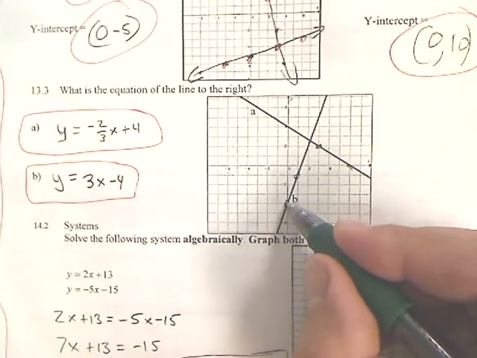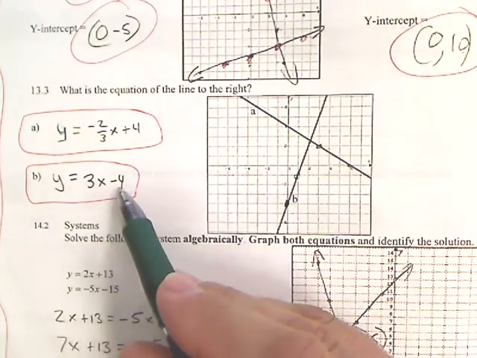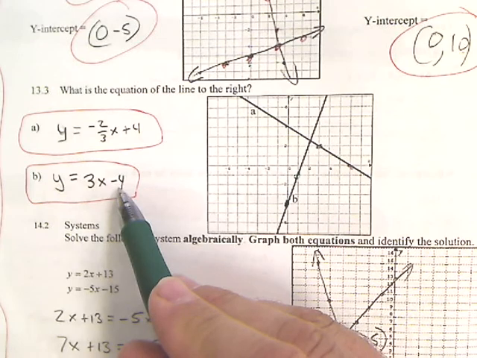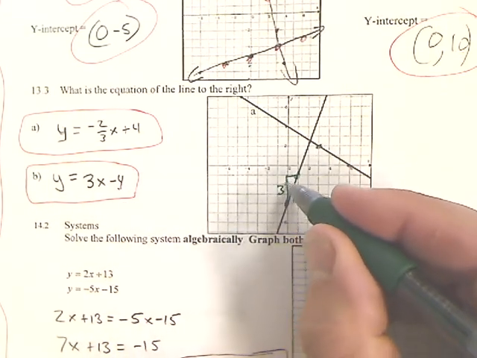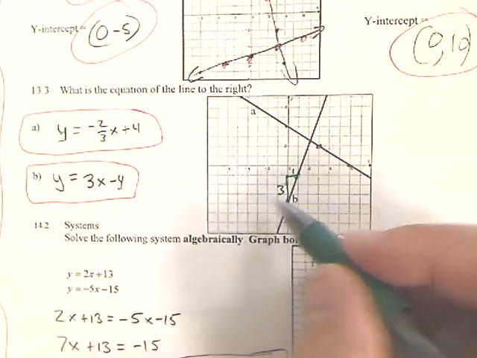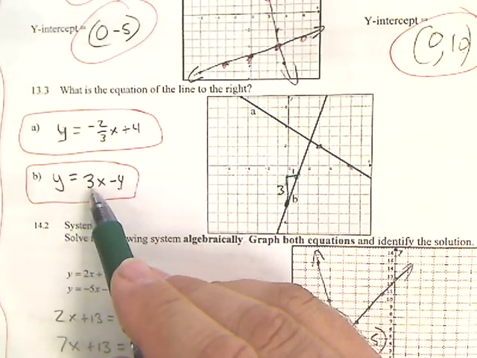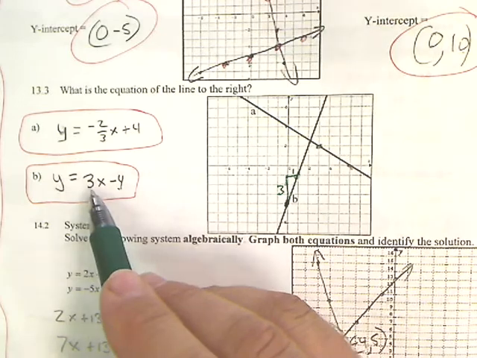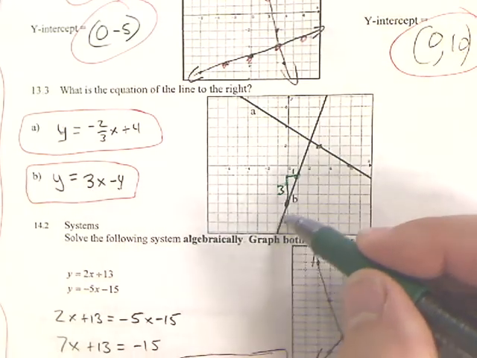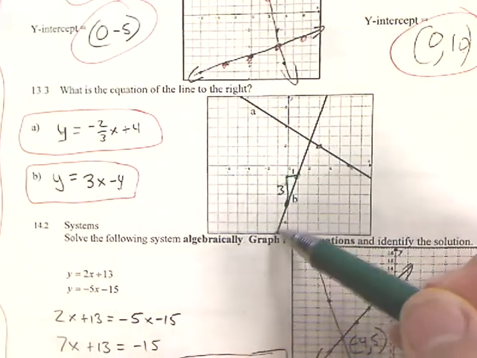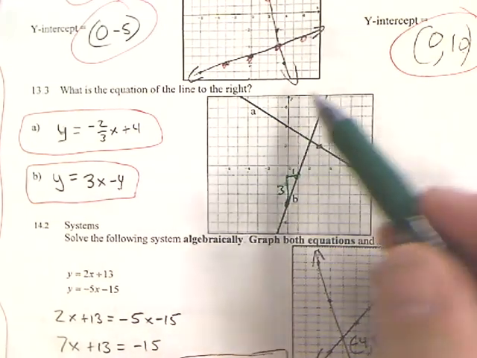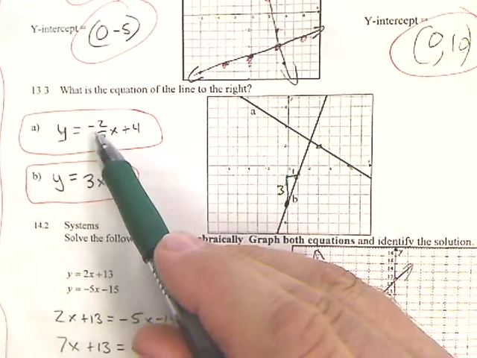When I look at this one, I see it has a y-intercept at 0, -4, and it goes up 3, 1, 2, 3, and over 1. So it rises 3 and over 1. But we don't write 3 over 1. We just write 3. And it's positive since it's going uphill from left to right. Just like you read, left to right, it goes uphill. From left to right, this other one goes downhill, so that's why it's a negative slope.